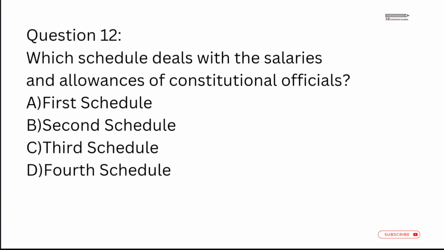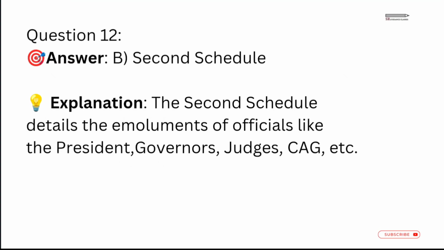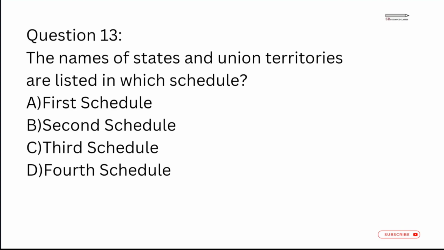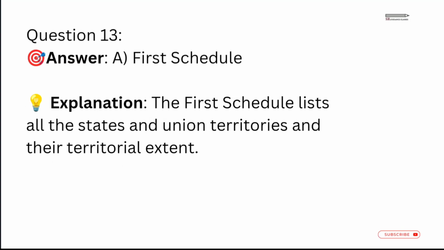Which schedule deals with the salaries and allowances of constitutional officials? The correct answer is option B, 2nd schedule. The names of states and union territories are listed in which schedule? The correct answer is option A, 1st schedule.